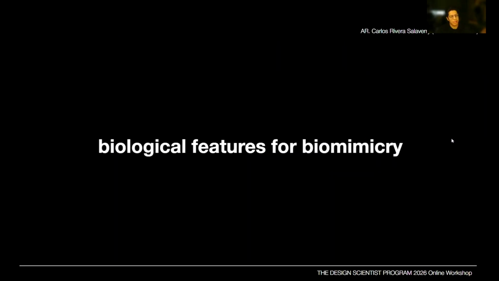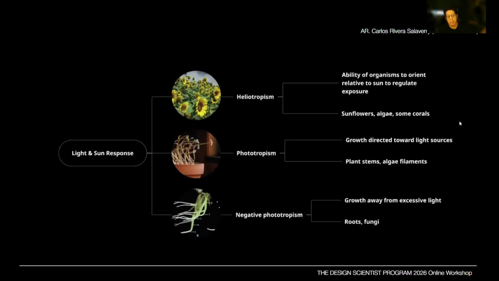So we have several different biological features that we might be using for biomimicry. First, we have a group in which we talk about light and sound response. We have the heliotropism, which is the ability to orient relative to the sun to regulate exposure, which is seen in sunflowers, algae, and some corals. The phototropism, which is the growth directed toward light sources, which we can see here in plant stems and algae filaments. The negative phototropism, which is growing away from light, which is seen in fungi and also in roots.